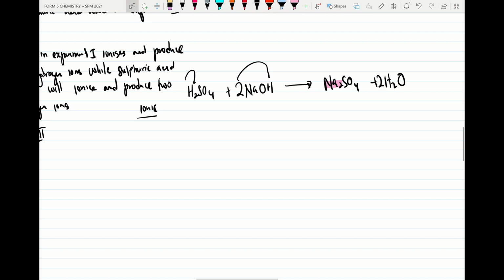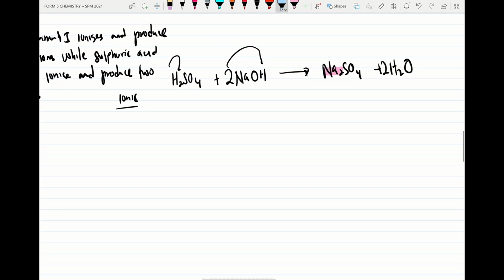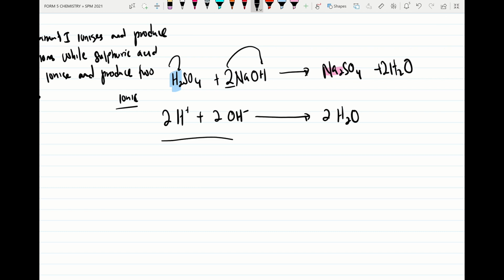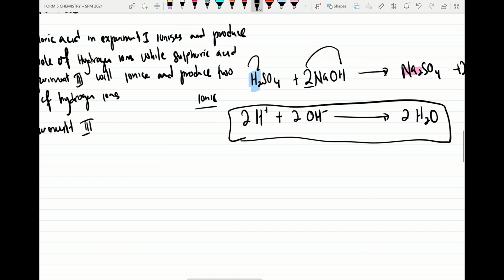Alright, so we need to do the ionic equation. In this reaction we take the hydrogen ion. We have 2 hydrogen ions, 2 moles of hydrogen ion. Here we have 2 moles of hydroxide ion combined to produce 2 moles of water molecules. So we need to write this one here.